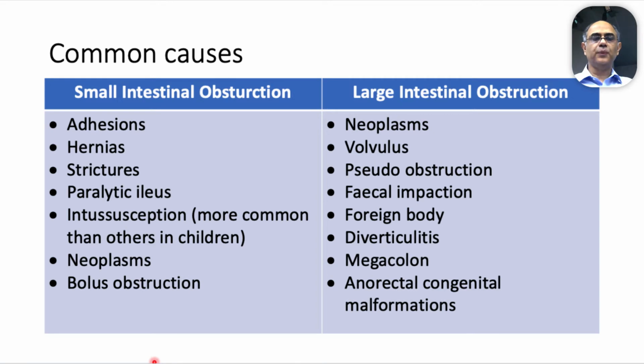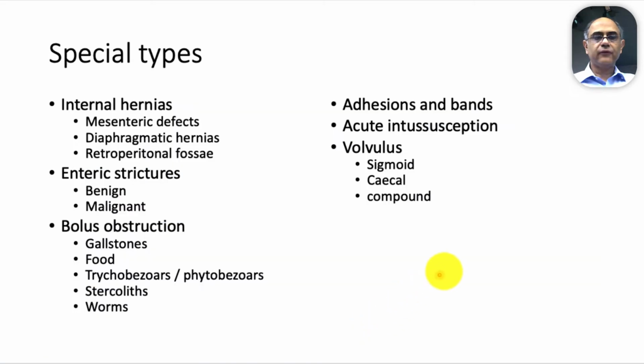So you see the neoplasm on the small bowel is way down, and in the large bowel it is number one. Special types of intestinal obstruction, just a few names: internal hernias, diaphragmatic hernia, the retroperitoneal fossae, the mesenteric defects. Strictures again the same: bolus obstruction, gallstones, gallstone ileus.